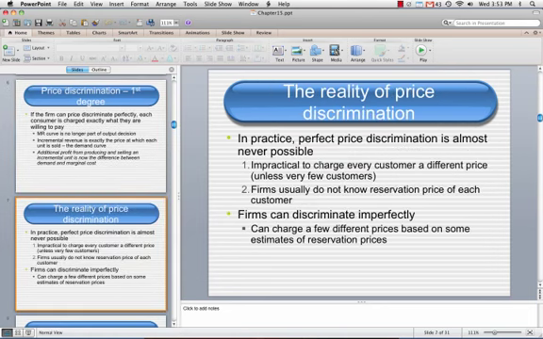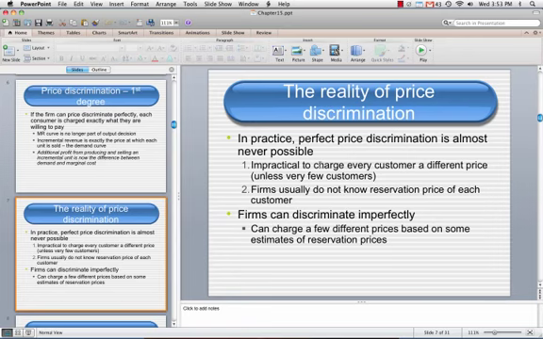Now, it's really difficult to get first degree price discrimination. It would mean every customer having a different price, which would require the firm to determine the reservation price for every customer. A very costly thing to do.